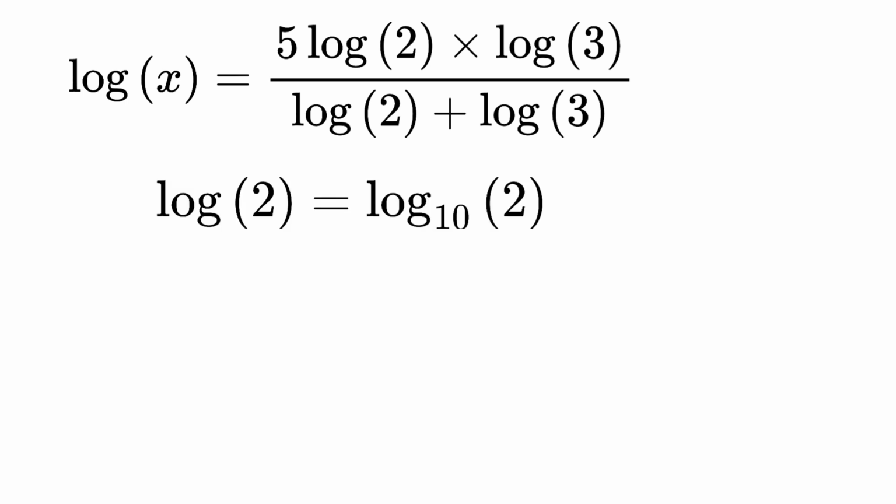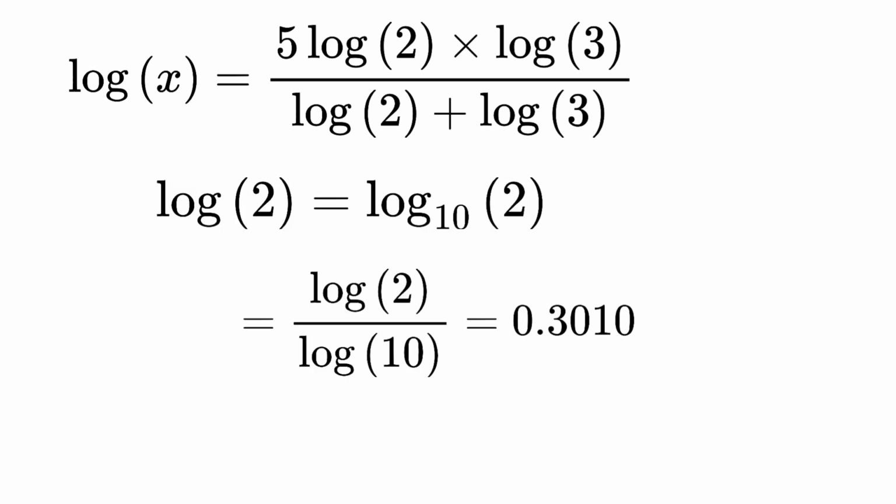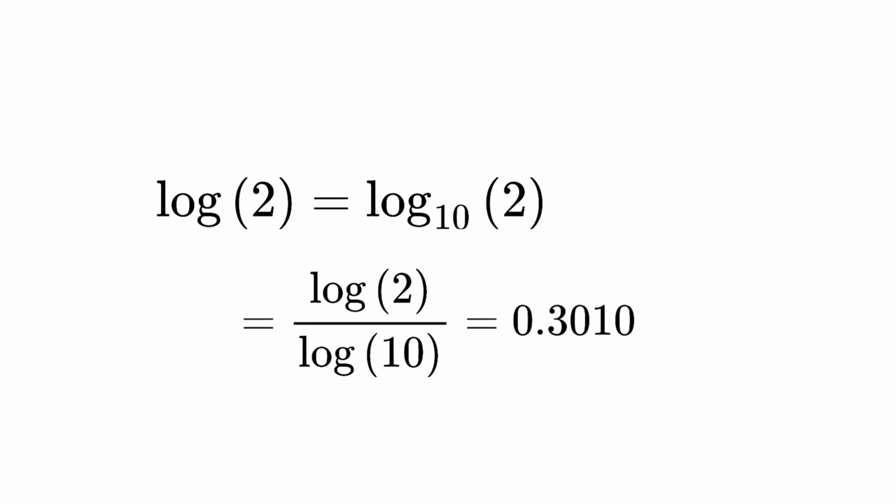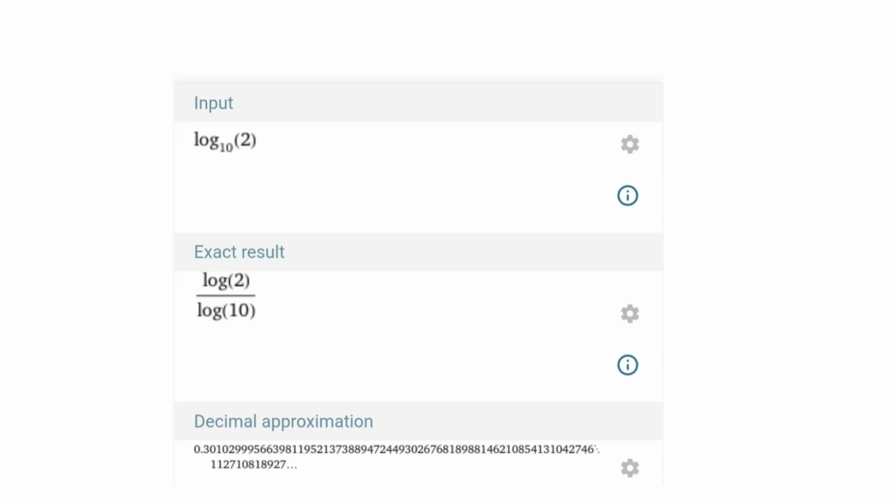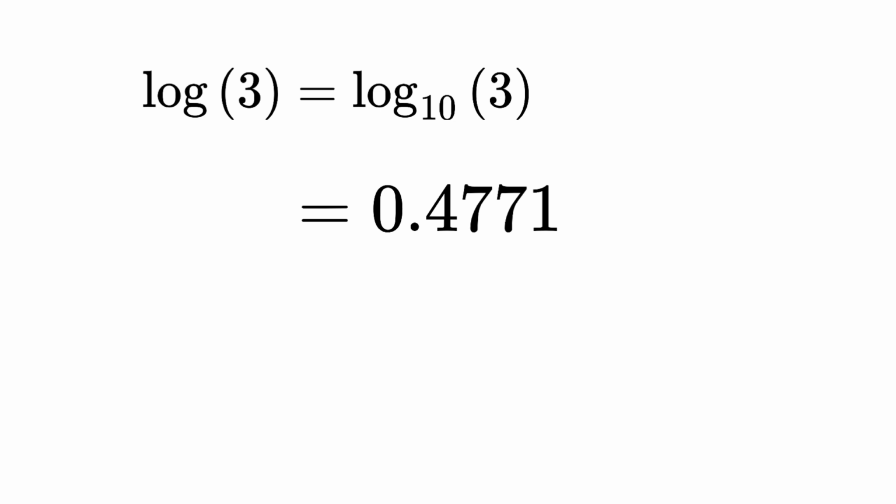Log 2 can also be written as log 2 by log 10, and the value of log 2 is 0.3010. Let me check whether log 2 base 10 is 0.3010. Yeah, it's correct, log 2 is 0.3010. Log 3, that is log 3 base 10, is equal to 0.4771. Let me check whether the log 3 value is 0.4771.